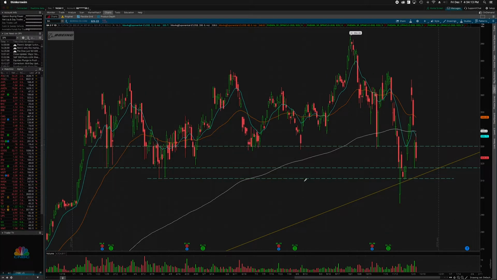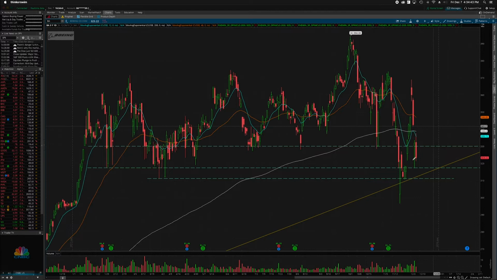And those will be the levels to watch for BA for me anyway. Lose this level right here, lose 317.5, come test 310. If that does happen, bounce above 330, potentially come test the 340, not sure how quick, maybe 335 is more likely in the short term.